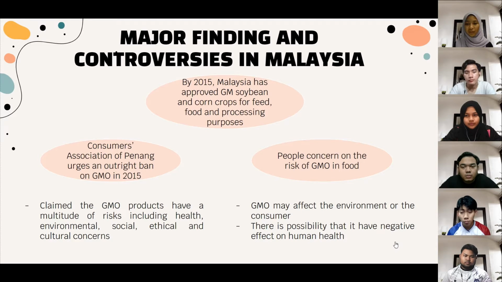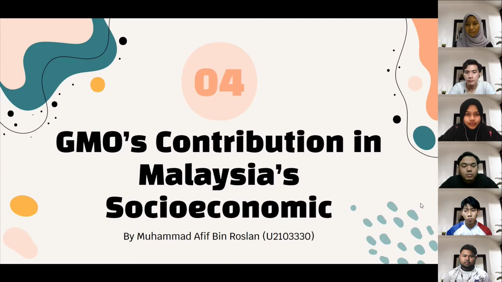The other controversy is that people are concerned about the risk of GMO in food. They say that GMO may affect the environment or the consumer. This is because GMOs have been modified at the gene level, so they are afraid that there is a possibility that it has a negative impact on human health. Okay, that's all from me. I proceed to the next slide.